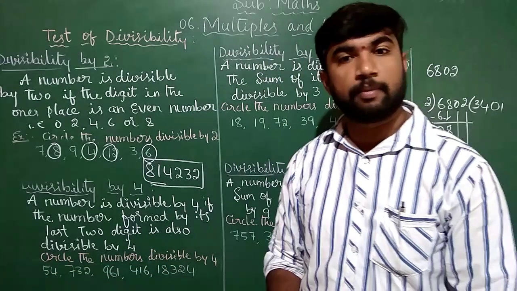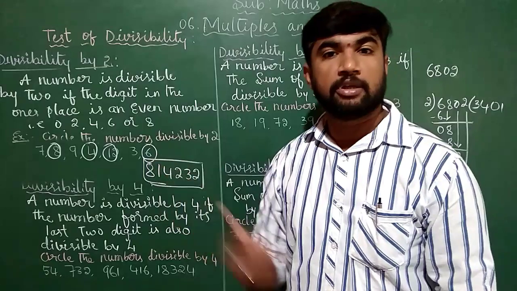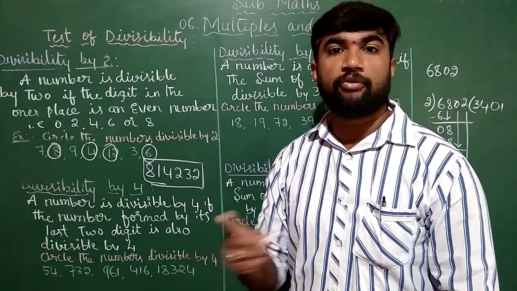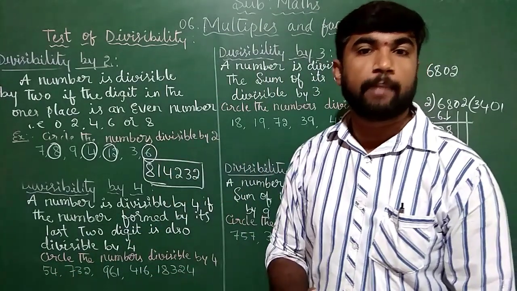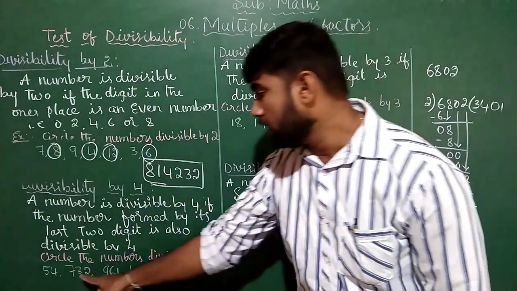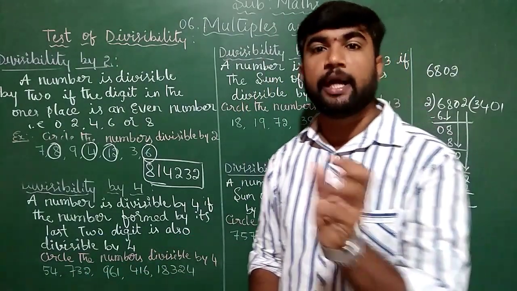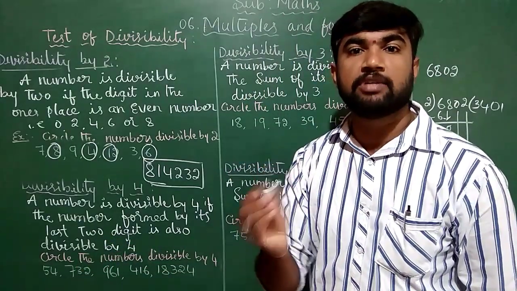54 is exactly divisible by 4? We can check. 4 tens are 40, 4 elevens are 44, 4 twelves are 48, 4 thirteens are 52. But 54 is not there, so it is not divisible by 4. Next is 732. 32 is divisible by 4? Yes, 4 eights are 32. So 732 is exactly divisible by 4.